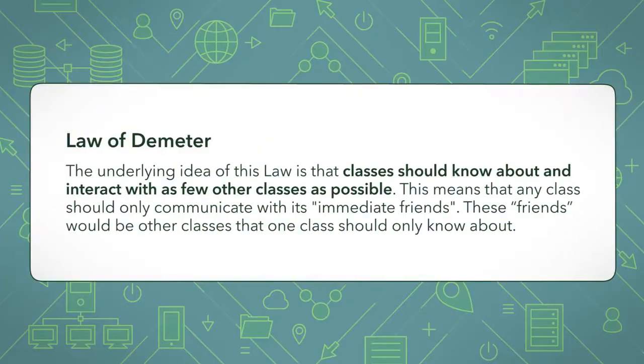The underlying idea of this law is that classes should know about and interact with as few other classes as possible. This means that any class should only communicate with its immediate friends. These friends would be other classes that one class should only know about. This notion is a little bit more abstract than other design principles, but it is equally as important because it helps to reduce coupling and provide stability to your systems. The law of Demeter is actually composed of different rules, which we will examine, as well as how the law of Demeter can be violated.